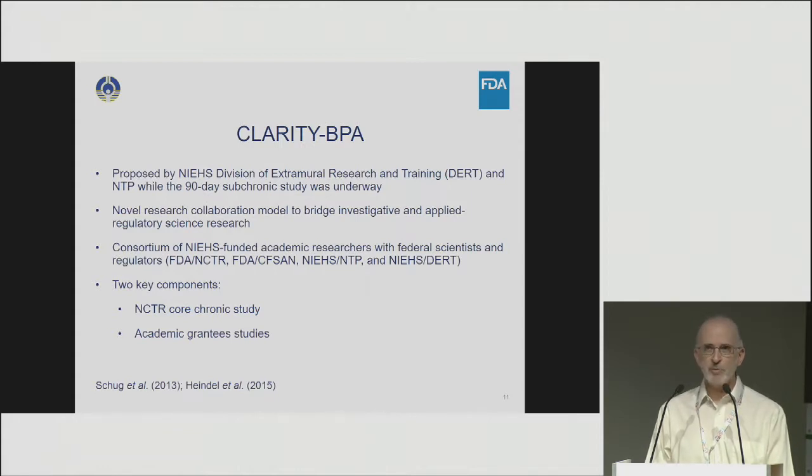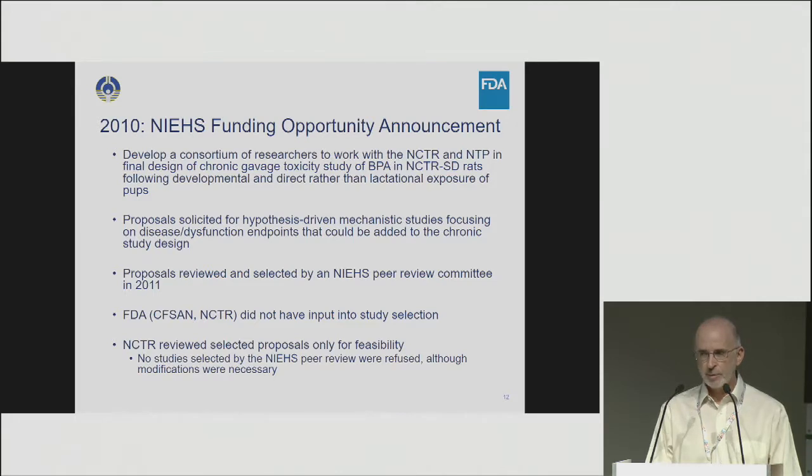There are two key components, the core chronic study and then the academic grantee studies. I'm going to talk about the core study development. So in 2010, there was a grant funding opportunity announced by NIEHS, indicating that the purpose was to develop a consortium of researchers to work with us, with NCTR and NTP, in the final design of a chronic gavage study in the NCTR Sprague-Dawley rat, following development and direct dosing. So following the protocol that was used in the 90-day study.